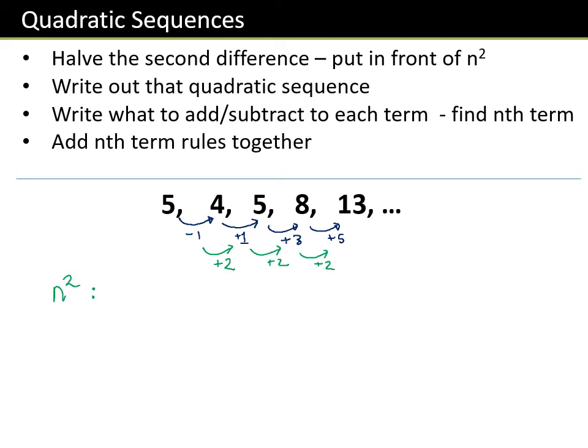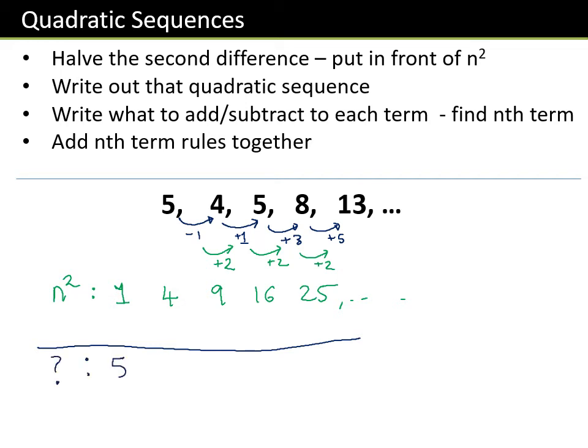So what I'm going to do is first of all write out my sequence n squared. So I get 1, 4, 9, 16, 25. I'm now going to leave a gap, and I'm going to write the sequence that I'm trying to find the nth term of, which is 5, 4, 5, 8, 13. What I'm now going to do is say, well, what am I going to add? I'm specifically saying add all the time. n squared plus something to give me the bottom sequence that I'm looking for.